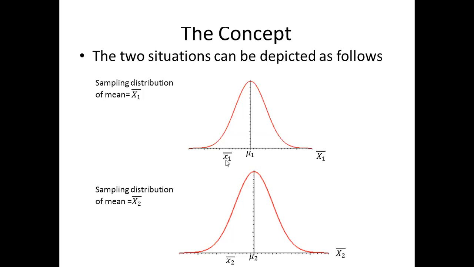Likewise, we have another sampling distribution of mean x2 bar, which will also be normally distributed from central limit theorem, and this is the horizontal axis of it containing x2 bar. Likewise, this was the horizontal axis for the first sampling distribution of the mean, indicating capital X1 bar.